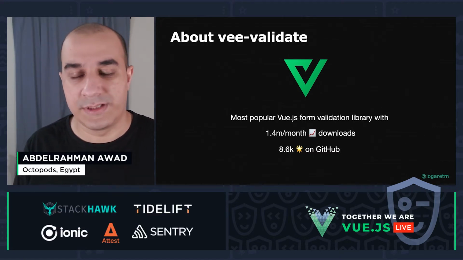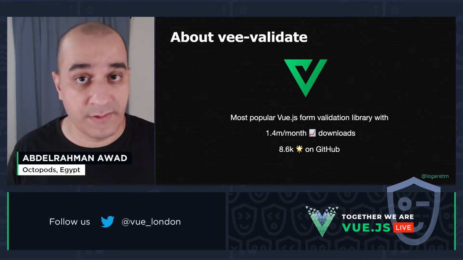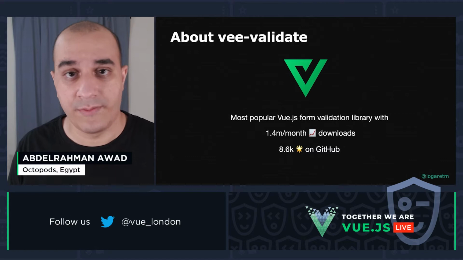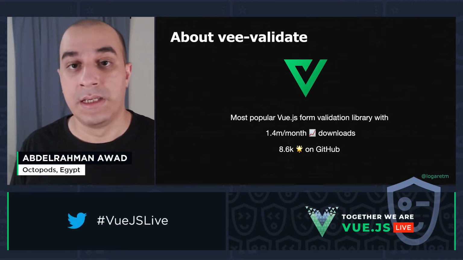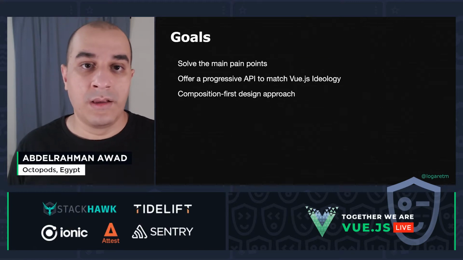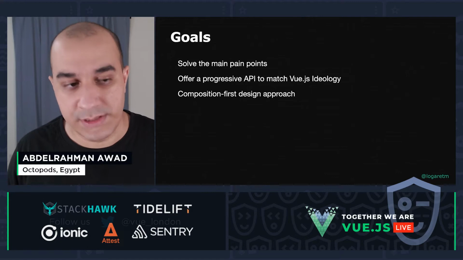But let's first talk a little bit about it. vee-validate at the moment is the most popular Vue.js form validation library with about 1.4 million downloads per month and 8.6k stars on GitHub. The goal of vee-validate is to solve these major pain points.